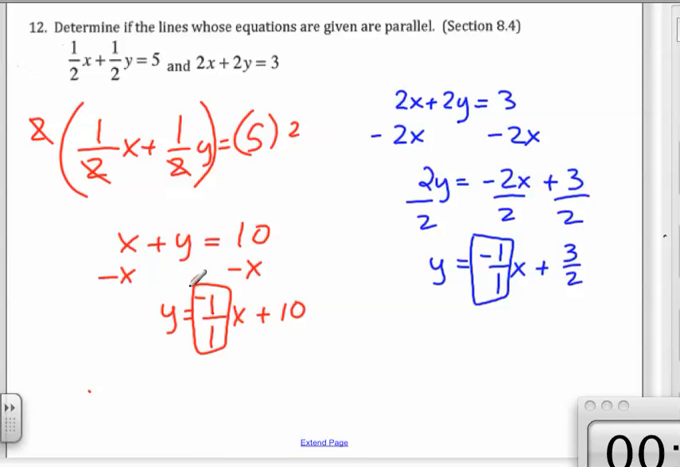Any questions on that one, guys? If we want to know if lines are parallel, we need to put them in slope-intercept form so we can see their slope. Okay? All right. Great job, guys. Let's look at the next one.